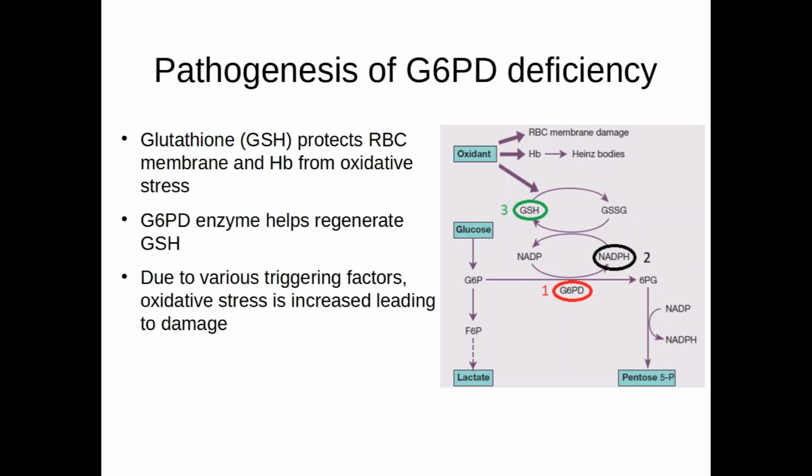In the flow chart, we can see that G6PD, or glucose 6-phosphate dehydrogenase, helps in the reduction of NADP to form NADPH. And this NADPH is necessary for the formation or regeneration of glutathione. If G6PD is deficient, NADPH is not forming properly, and that is why glutathione is not forming. And since glutathione is not forming properly, there is damage to both the RBC membrane as well as hemoglobin.